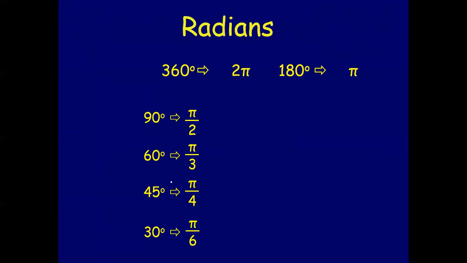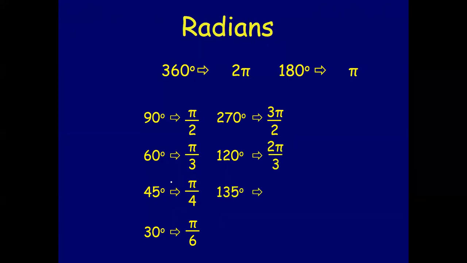And then you can find multiples of these. 270: 3 pi over 2, yeah, times that by 3. 120, you can double that, so 2 pi over 3. 135, 3 pi over 4. 150, 5 times that, 5 pi over 6.